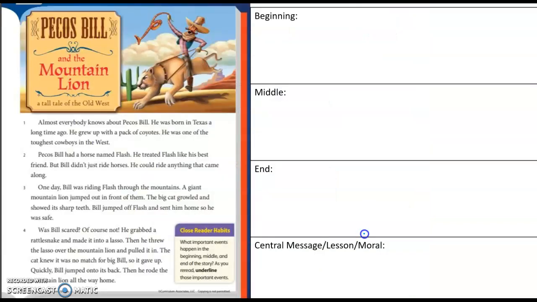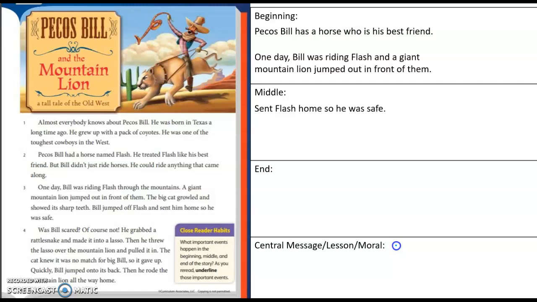So you've already reread Pecos Bill with somebody at home, and you should have already retold the story just like we did yesterday to that person that you read it to. Let's take a look at our graphic organizer from yesterday and what we included in it yesterday when we were retelling the story, and then we'll talk about the lesson learned. So yesterday at the beginning of the story, we met Pecos Bill and his horse, who is his best friend. We know that Pecos Bill was riding Flash and a giant mountain lion jumped out in front of them.